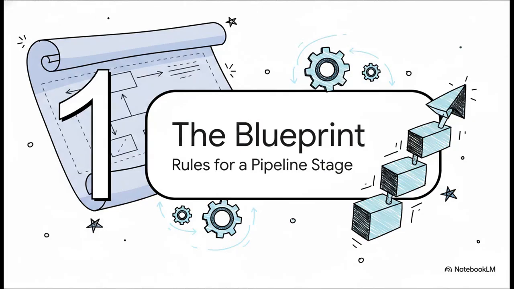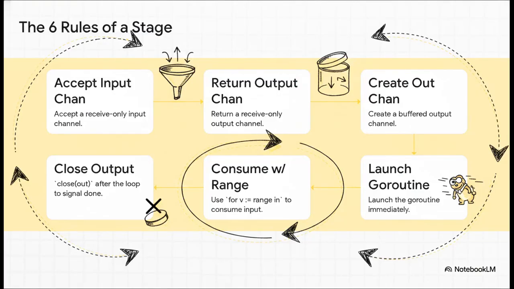Okay, so that all sounds great in theory, right? But how do we actually build one of these stages? Well, it turns out there's a universal blueprint, a simple set of 6 rules that every single stage in our pipeline is going to follow. If you can master these rules, you've pretty much mastered the entire pattern. And here they are. Seriously, this is a screenshot moment. This is the cheat sheet for building perfect pipelines.